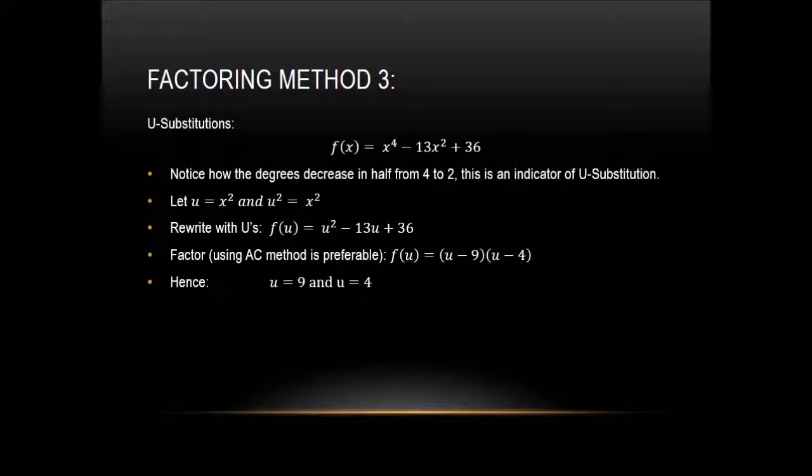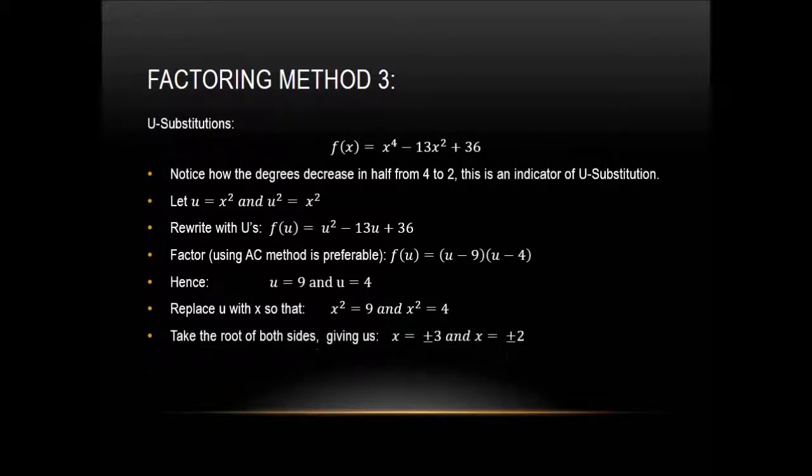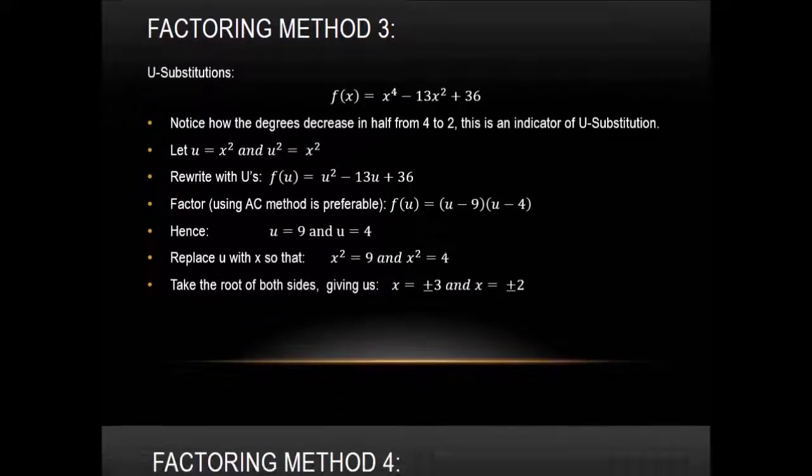But remember, don't stop here, okay? These aren't technically your factors because U equals x squared. So you have to say that x squared equals 9 and x squared equals 4. And then what you're going to do is take the square root of both sides, giving you plus or minus 3 and plus or minus 2. Remember, taking the square root always gives you the plus or minus option every time.